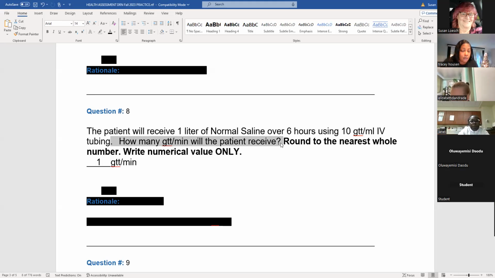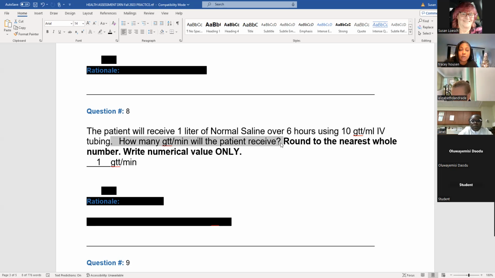Anytime we see questions that say to find the GTT, it will always be in whole numbers. What does this question say? How many GTT per minute? GTTs per minute. So remember that, because just because you see GTT in the sentence doesn't mean that.